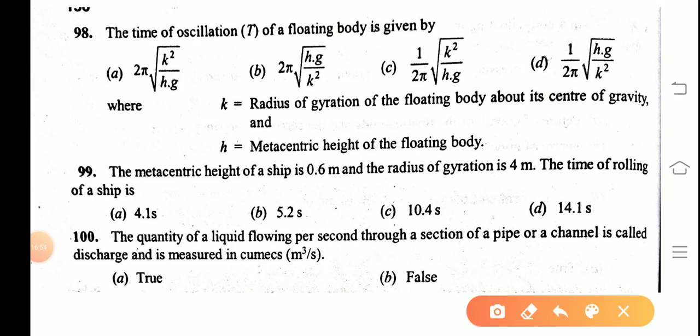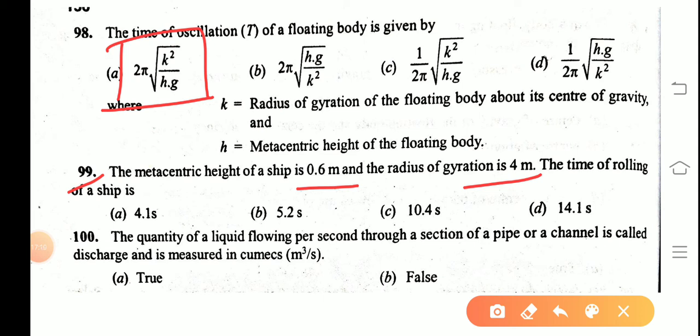Now there is a numerical question, question number 99. The metacentric height of a ship is 0.6 meter and the radius of gyration is 4 meter. The time of oscillation of the ship is. We have to find the time, so we will use this formula.